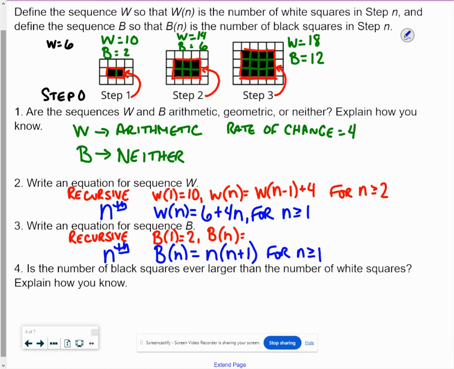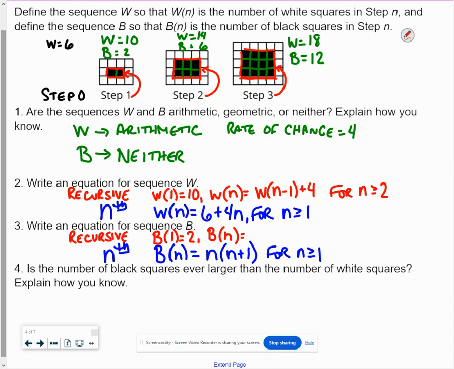Right, so in step 1, I would have 1 times 2 black squares. In step 2, I would have 2 times 3, 6 black squares. In step 3, I've got 3 times 4, 12 black squares. So that fits that pattern for that nth term.